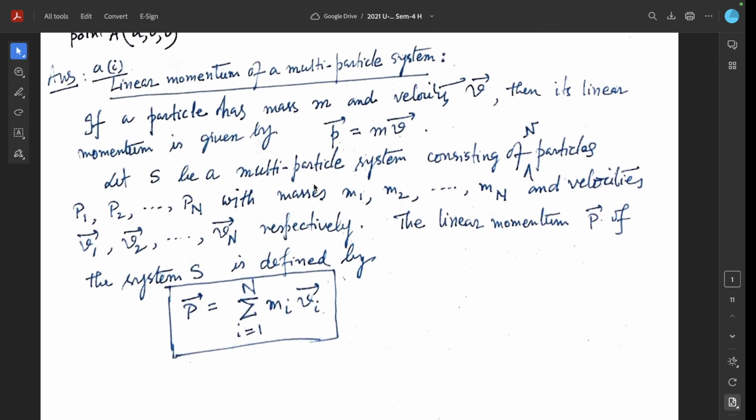Let S be a multiparticle system consisting of n particles P1, P2, Pn with masses m1, m2, mn and velocities v1 vector, v2 vector, vn vector respectively. The linear momentum p vector of the system S is given by p vector equal to summation over i equal to 1 to n of mi vi vector.